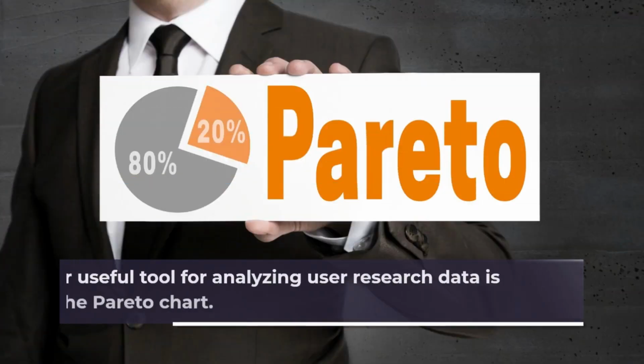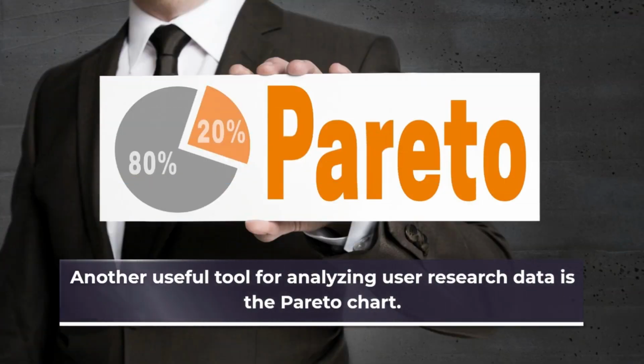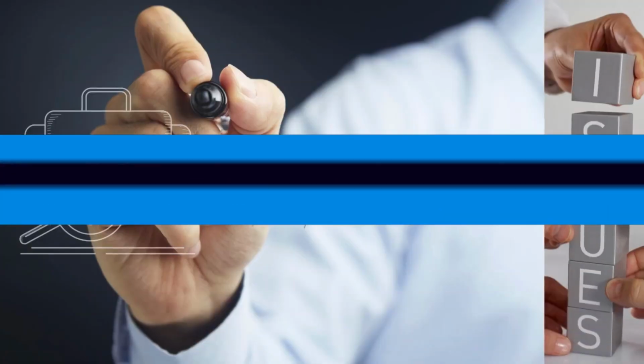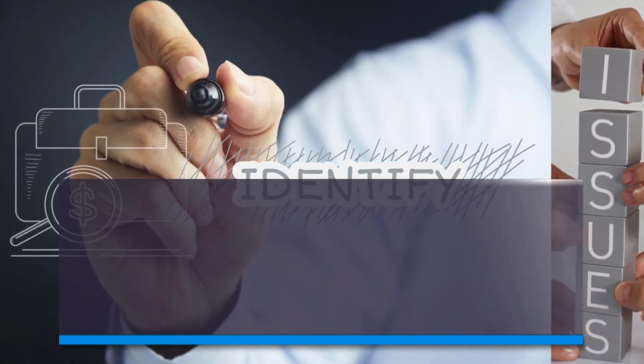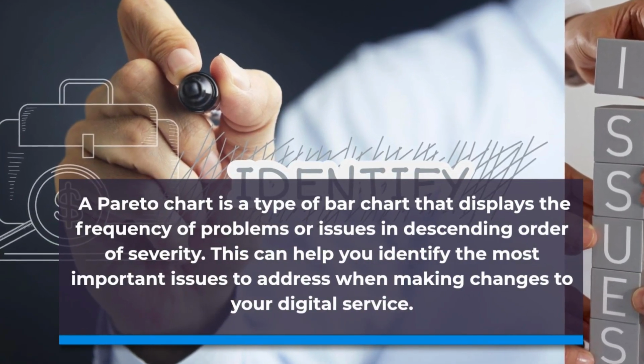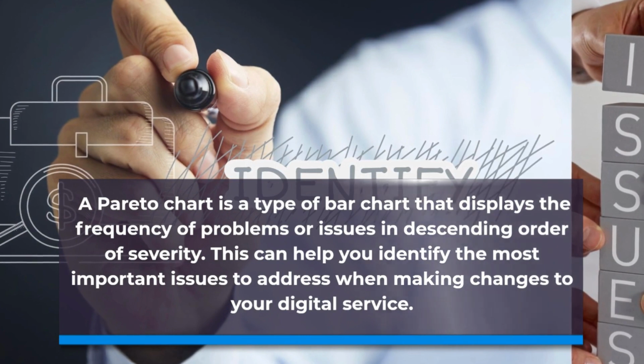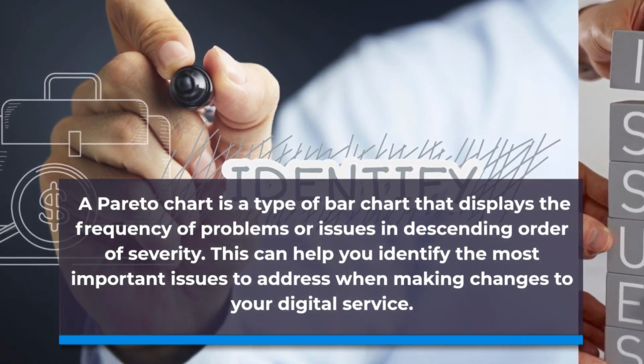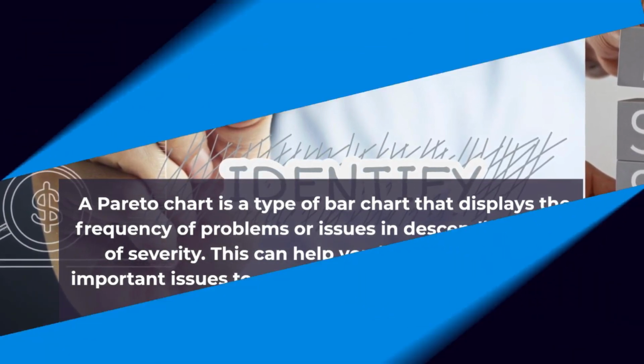Another useful tool for analyzing user research data is the Pareto chart. A Pareto chart is a type of bar chart that displays the frequency of problems or issues in descending order of severity. This can help you identify the most important issues to address when making changes to your digital service.